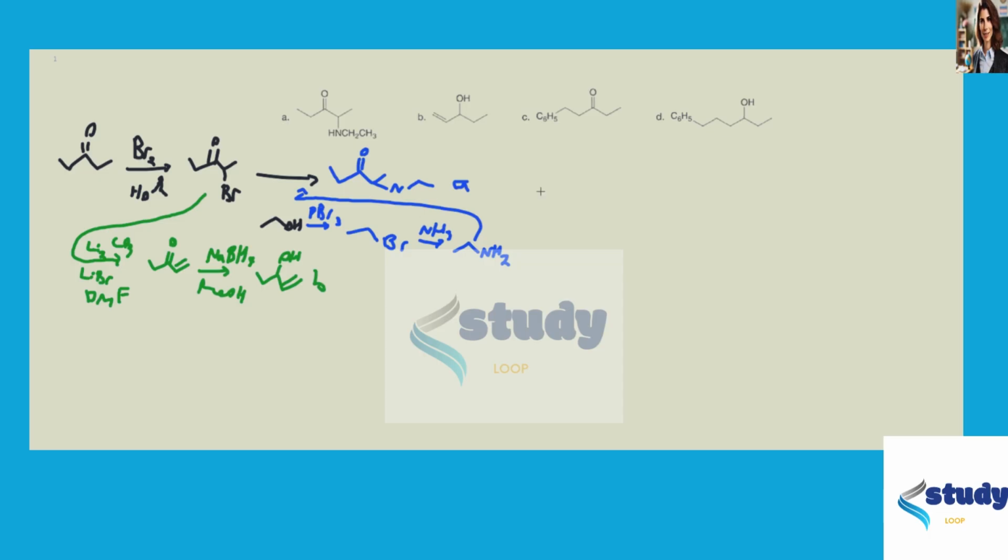Now for C, we need to add this benzene ring, and we have 1, 2, 3, 4, 5 carbons. So we need to make this benzene ring into some sort of nucleophile, and then after that we can add that, or if we change this into an organometallic reagent, then we can add that onto this double bond using a Gilman reagent, lithium dialkylcuprate.